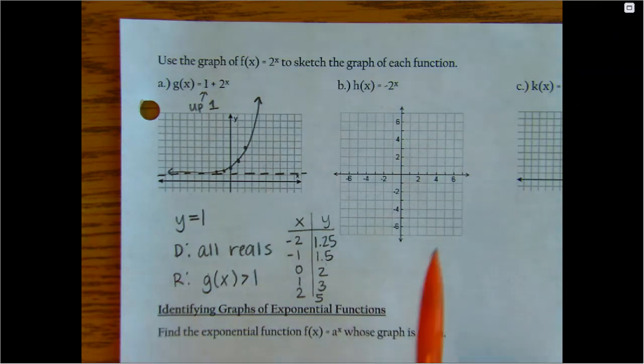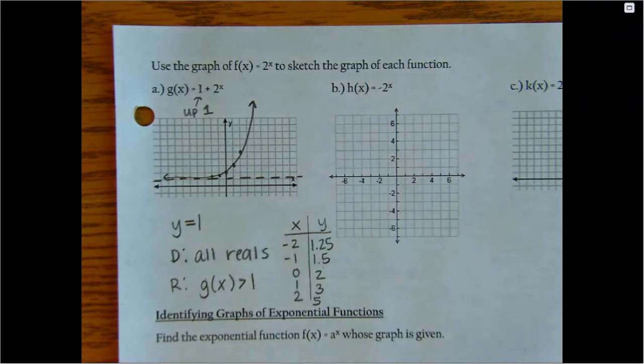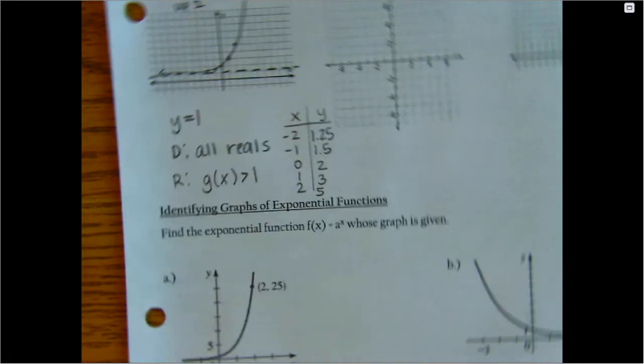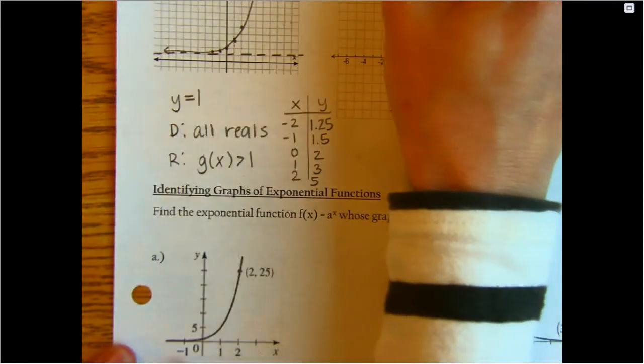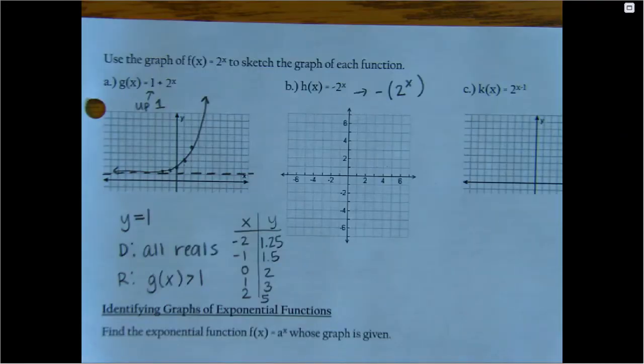All right, so this next one, we've got -2 to the x. I just said a can't be negative, so you're thinking, is this even possible? Well, what this really is is the negative of 2 to the x. That negative means that we're going to have a flip.